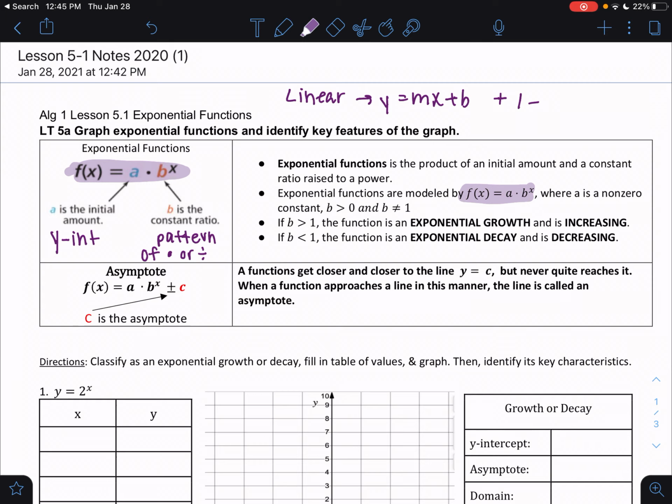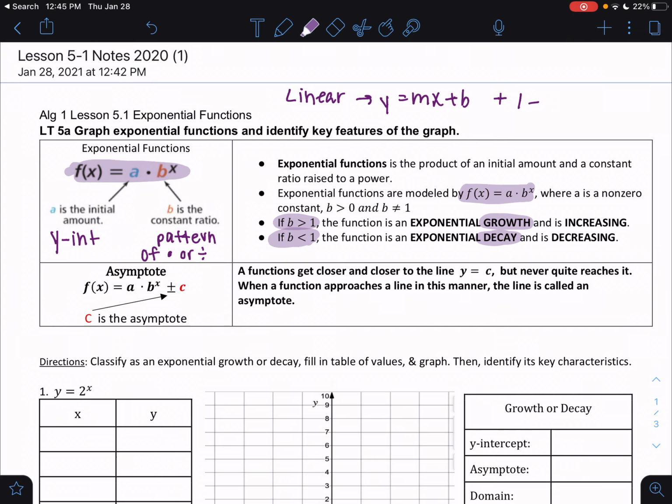If b is greater than 1, then it is called exponential growth. If b is less than 1, it is called exponential decay. That's going to be important to remember, because we're going to have to note that each time we're graphing it.